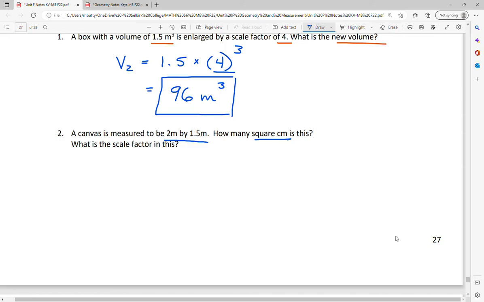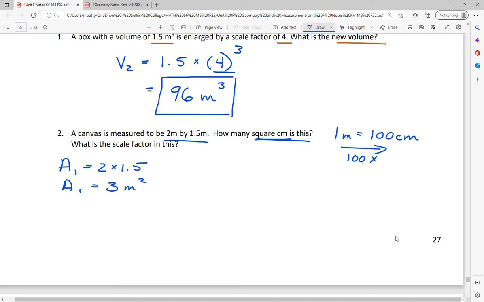We could figure out the area originally is 2 times 1.5, or the original area is 3 meters squared, right? We want to know how many square centimeters this is. This is a scale factor of 100, right? We have 1 meter would have 100 centimeters in it. So we're bumping it up 100 times. And so it's sort of a sneaky one in the metric system. Changing units is implying a scale factor.